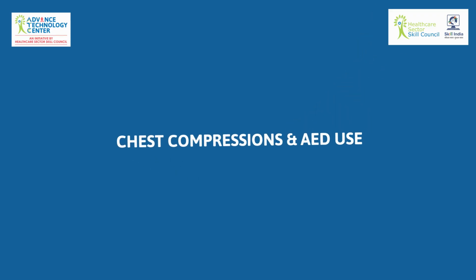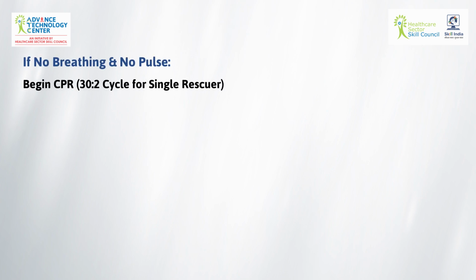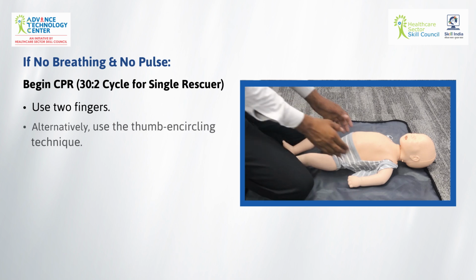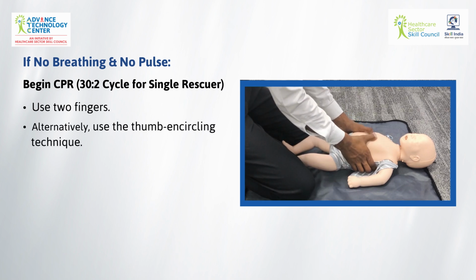Chest compressions and AED use. If no breathing and no pulse, begin CPR, 30:2 cycle for single rescuer. Use 2 fingers placed just below the nipple line for compressions. Alternatively, use the thumb encircling technique if preferred.